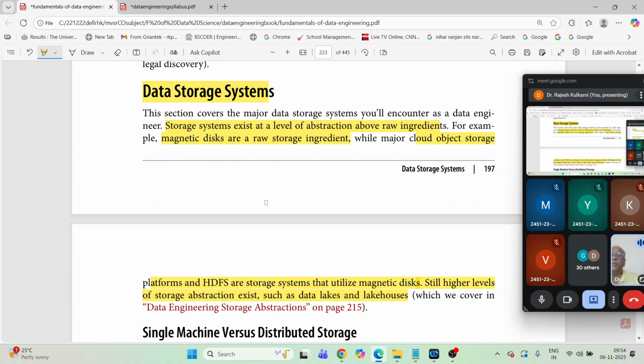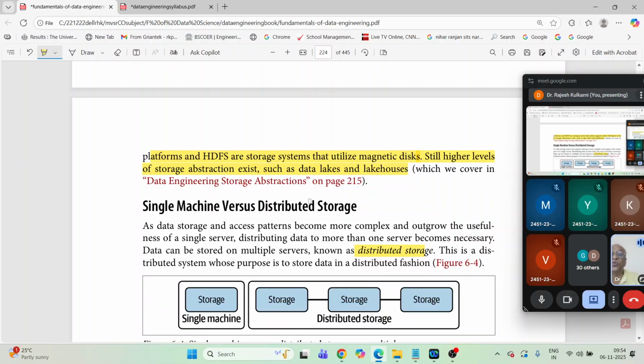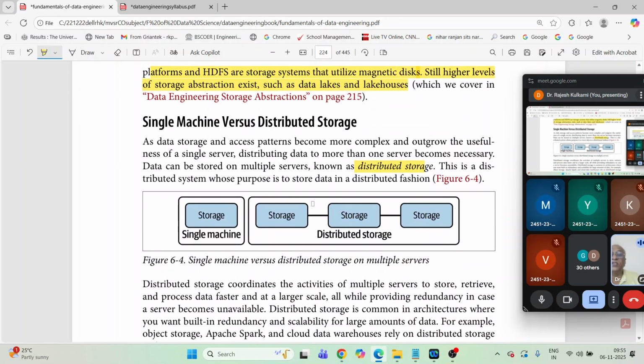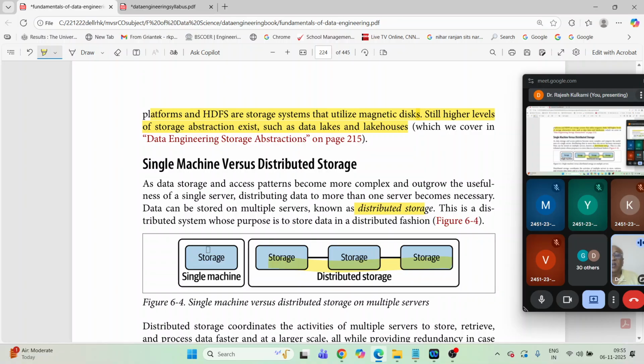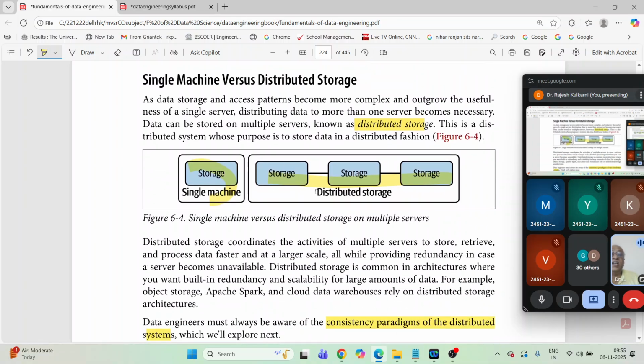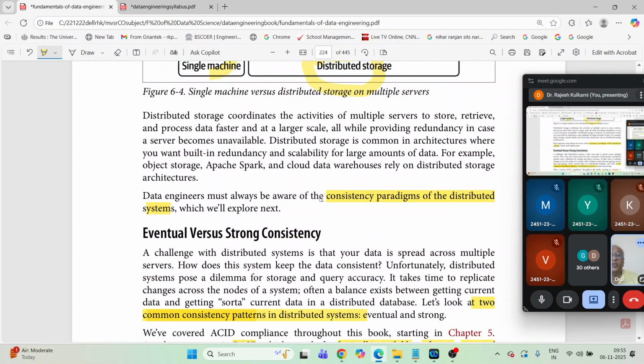Then coming to data storage systems, your storage can be on a single machine, or it can be on distributed storage also. This diagram highlights that difference, is it not? One file may be stored on a single machine, and the same file may be stored in a distributed manner also. Now what a data engineer should be aware of is the consistency paradigm of the distributed system, because the data engineer is not dealing with a single machine. For a data engineer, the entire ecosystem is distributed, right? Distribution, parallelism, all those aspects will come.